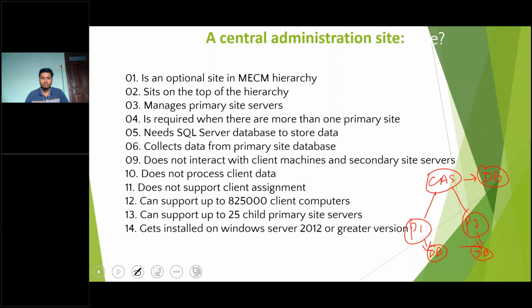Now the database is there. The central administration site has a database. Now from where will it collect data? It has a database, so it's going to store some data. So from where is it going to get the data? It's going to get the data from the primary site database, from here. So it's going to collect the data. As you see, point number 6 is it collects data from primary site database.